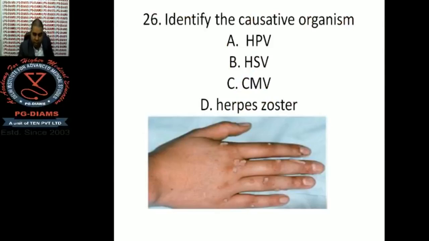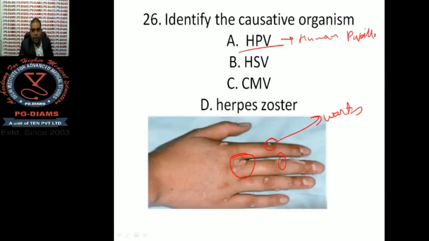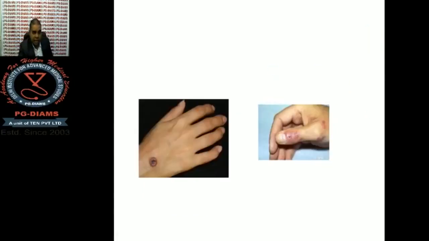One is from dermatology, that is to identify the causative organism for this disease. These are warts. And warts are found in two diseases. One is HPV. HPV is human papilloma virus, very correct. Papilloma virus. And they lead to the formation of what? Then how will HSV, CMV and herpes zoster represent themselves? Let's look at another slide for that.